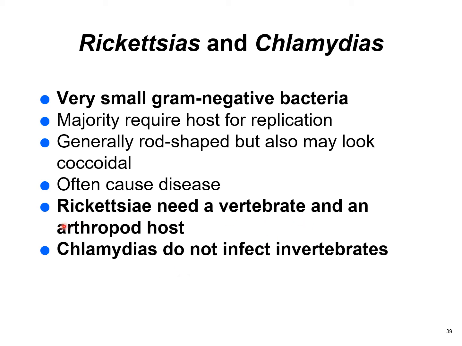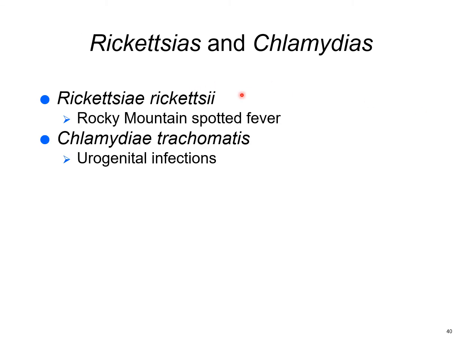Now, Rickettsias, and there are a lot of species of these, have a vertebrate host and an arthropod host. So these are going to be a lot of your tick-borne diseases. Rickettsias. That's easy if you can remember the genus name, you can remember the species name. Rocky Mountain spotted fever. And then Chlamydia trachomatis is urogenital infections.